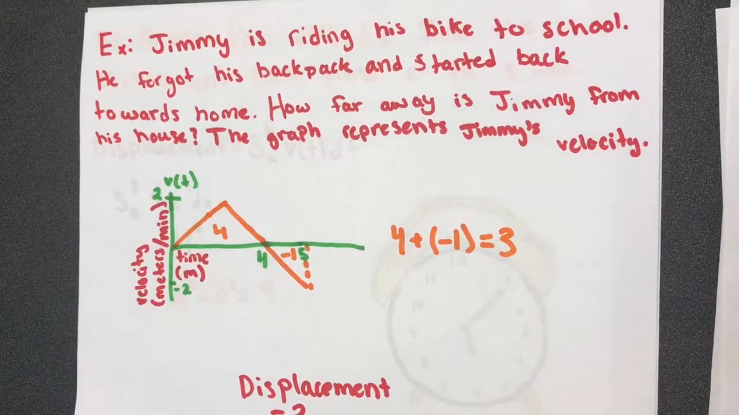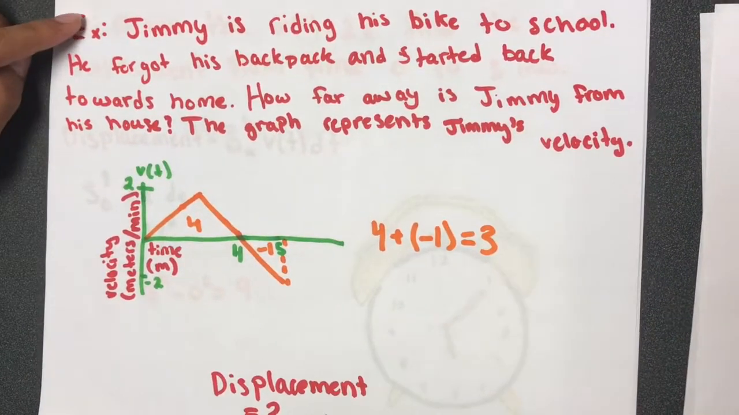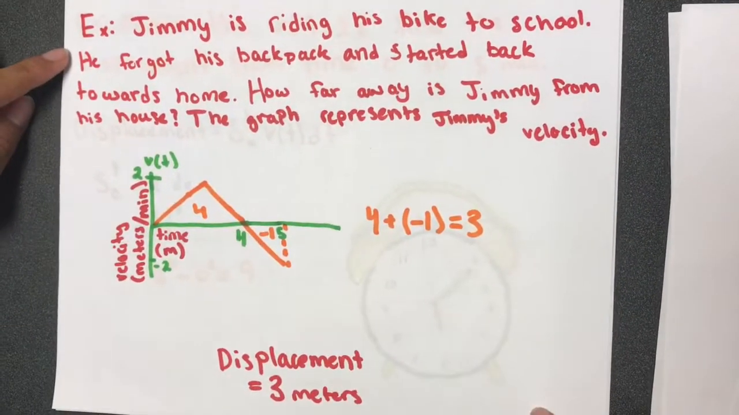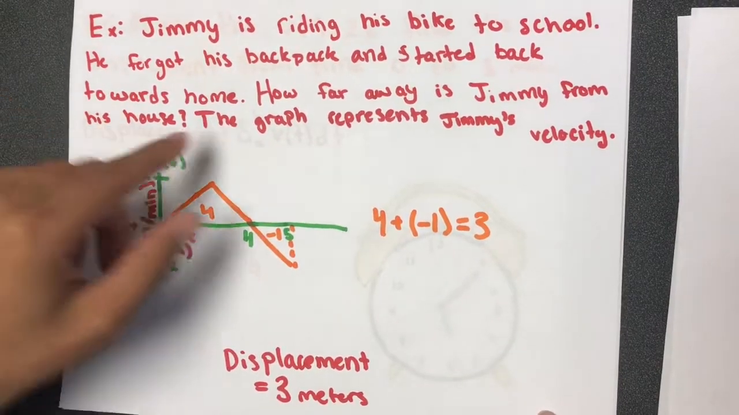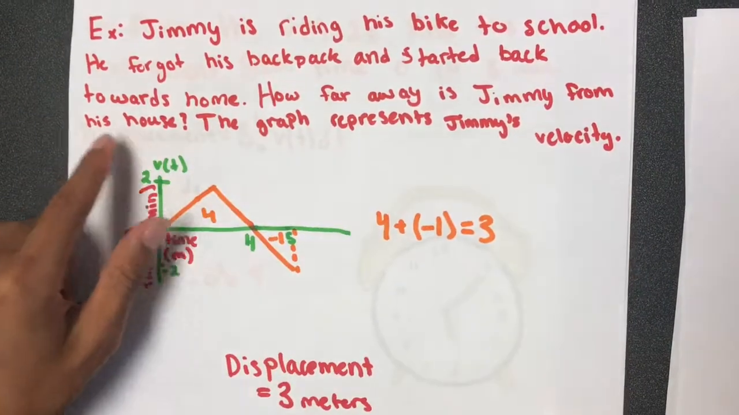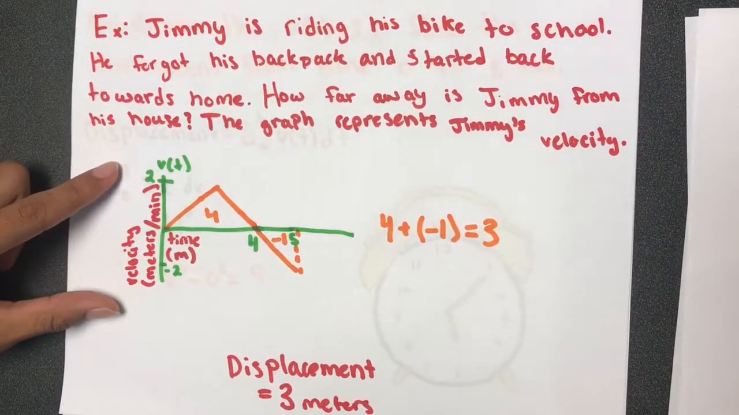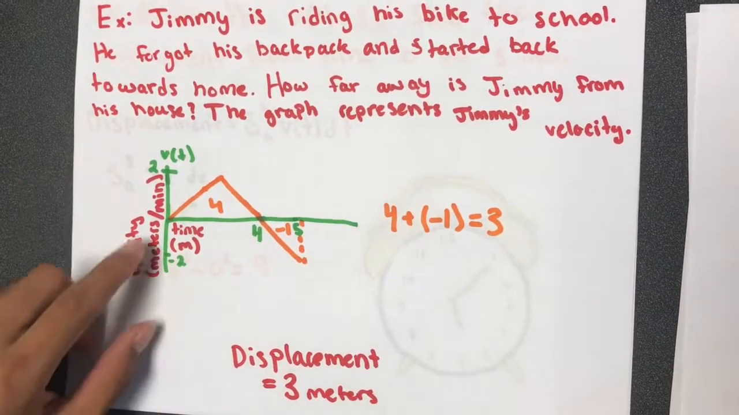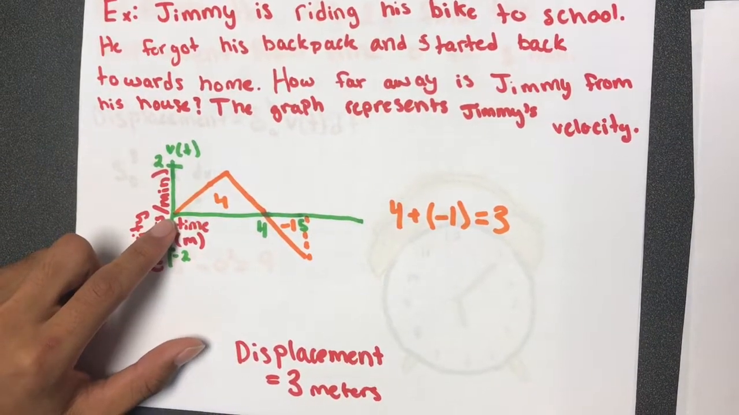Let's look at an example. Jimmy is riding his bike to school. He forgot his backpack and started back towards home. How far away is Jimmy from his house? This graph represents Jimmy's velocity. This is his starting point when he's at home.